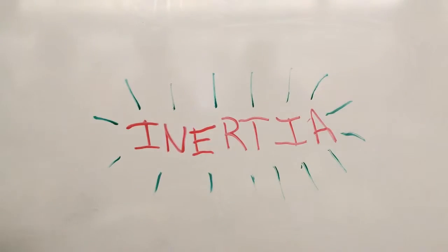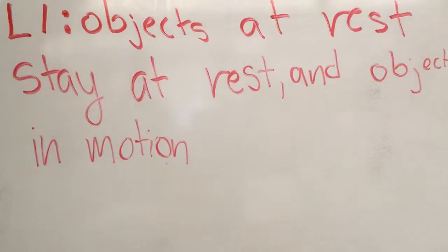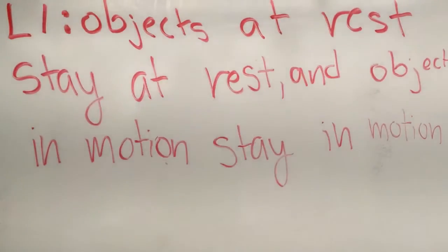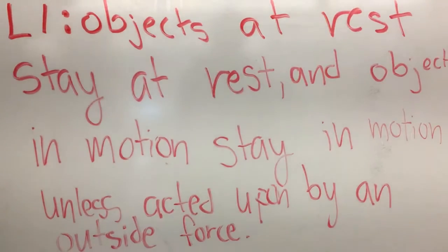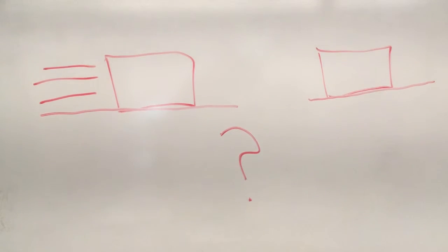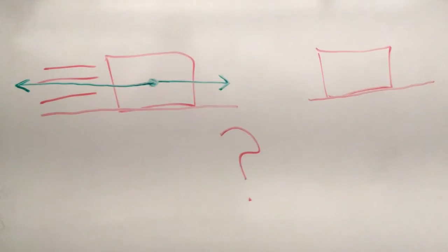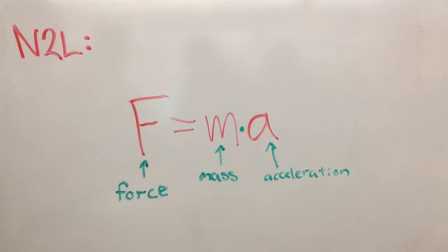Newton's first law is the law of inertia. It states that objects at rest stay at rest, and objects in motion stay in motion unless acted upon by an outside force. So, why does a moving block come to a stop after nothing affects it? What you don't know is that there is a net force acting against the object, which makes it come to a stop. Newton's second law is F equals ma, meaning force is equal to the mass of an object times its acceleration.